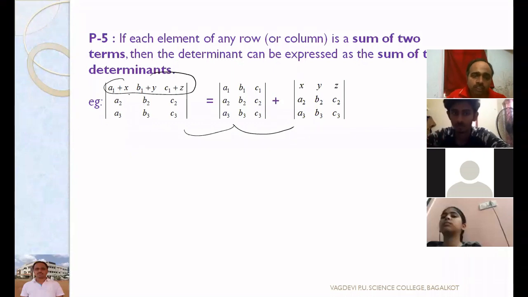Now, if the elements of this row are sum of three terms, a1 plus x plus c, a1 plus x plus p, b1 plus y plus q, then this determinant can be split as sum of three determinants. Since there are two terms, a1 plus x, b1 plus y, the determinant is split into two determinants. If there are three terms, if each term of the first row here is a sum of three terms, then the determinant is split into sum of three determinants.